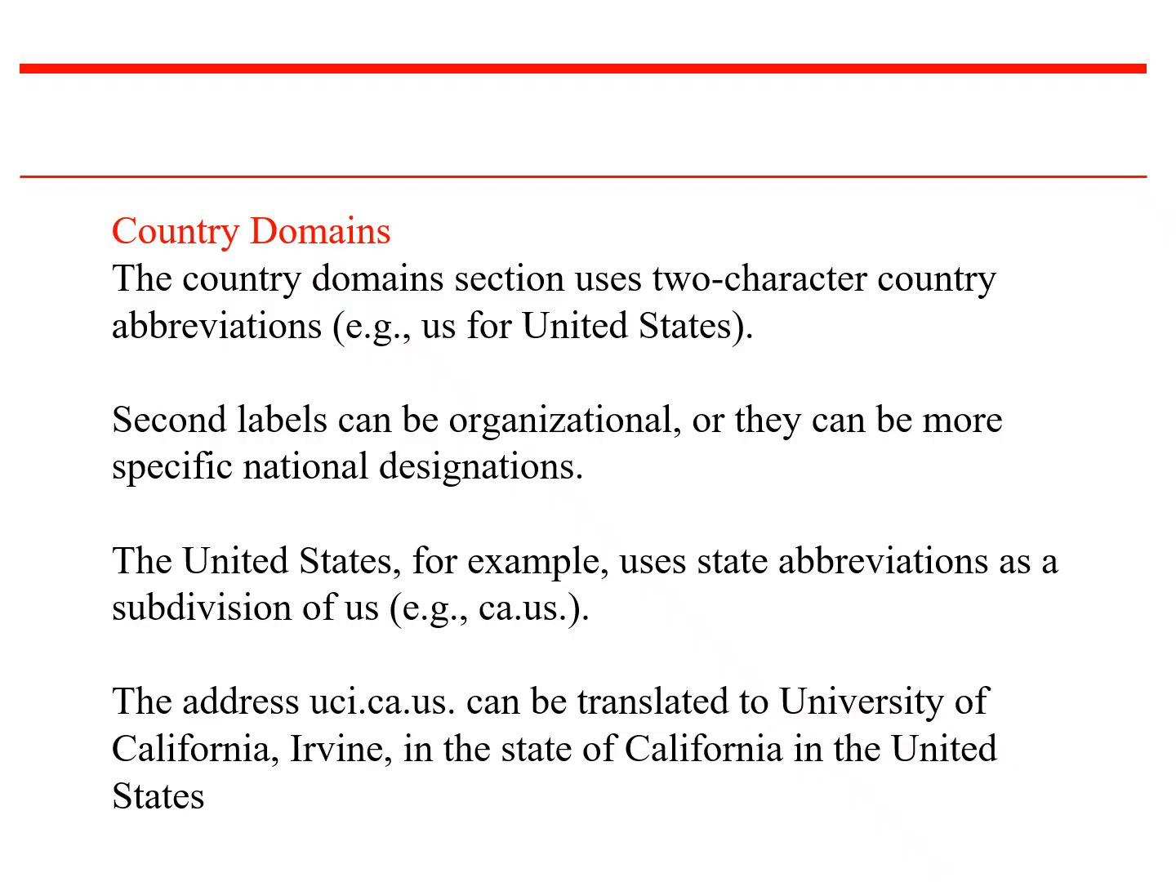The United States, for example, uses state abbreviations as a subdivision of US, like ca.us. The address uci.ca.us can be translated to the University of California, Irvine, in the state of California in the United States. So this is the meaning of ca.us.